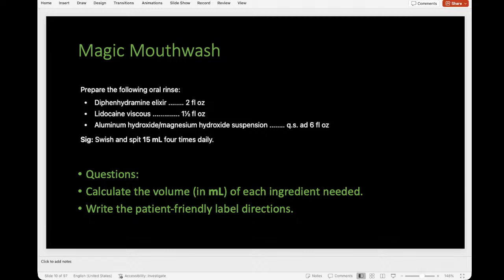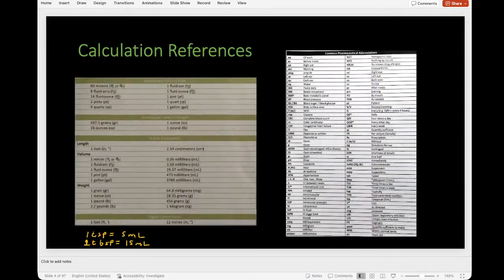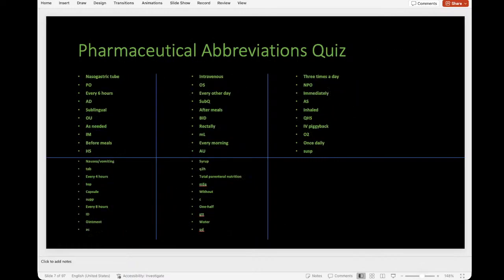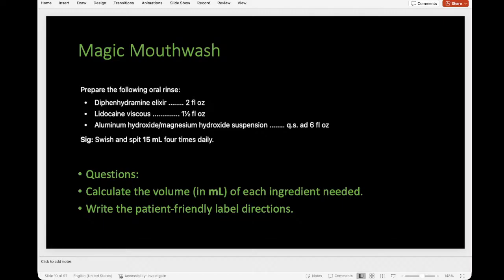And let's look back and see what AD is. Some of you might not be familiar with AD. So AD is right ear. So these are things you should know by now, how to understand these abbreviations.